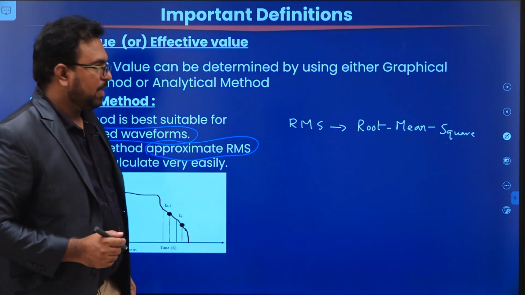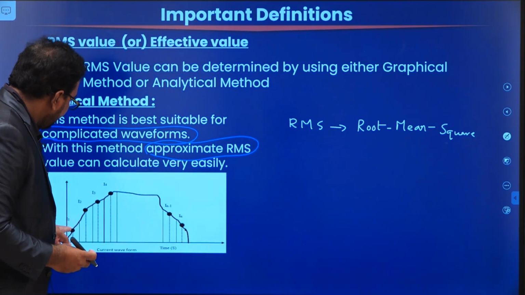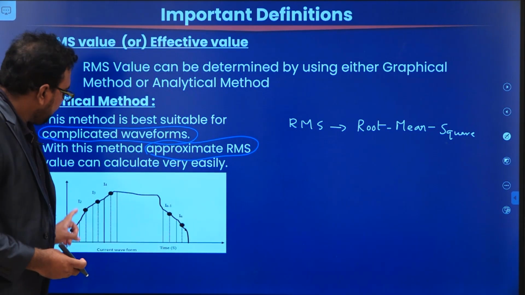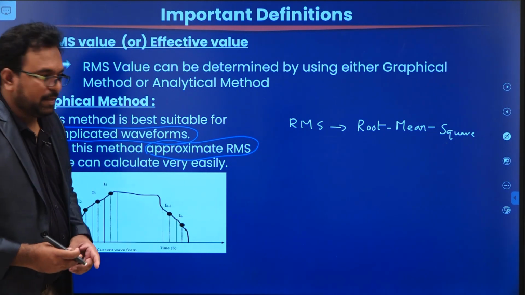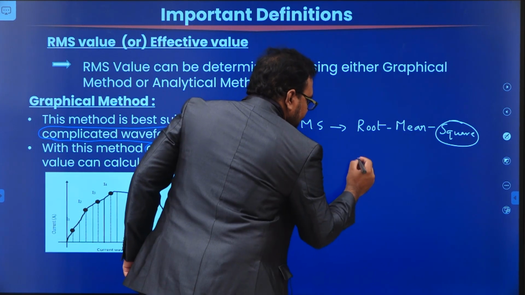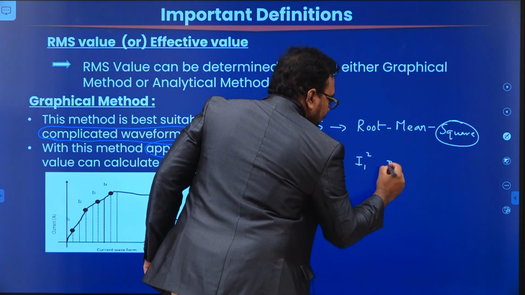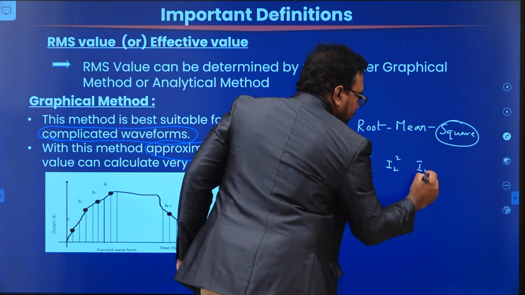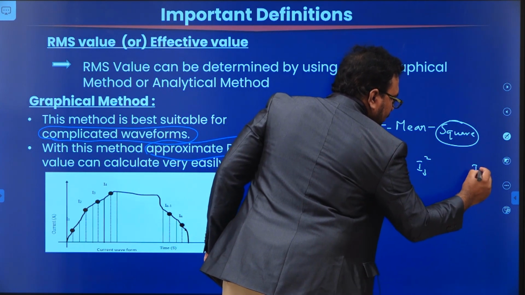So root mean square is the definition. Now what are the instantaneous values here? I1, I2, I3, I4 and so on, In. So first you have to do the square of the instantaneous values. So I1 square, I2 square, I3 square and so on, In square.